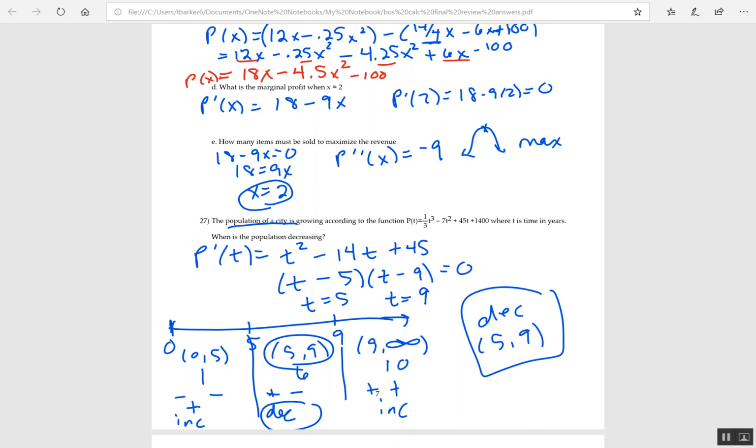So I was pulling up the paper so we could start the problems, and I noticed I did something wrong on the last video. When you go back to number 26E, it says how many items should be sold to maximize the revenue. I didn't answer that question. I answered profit, probably because I get busy talking. So let's go back and fix that.